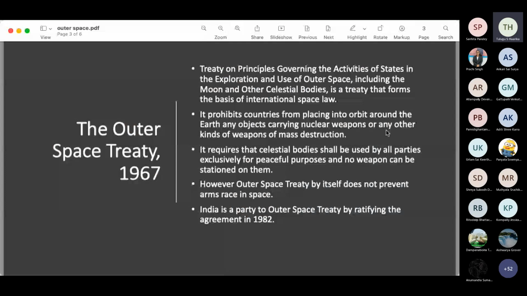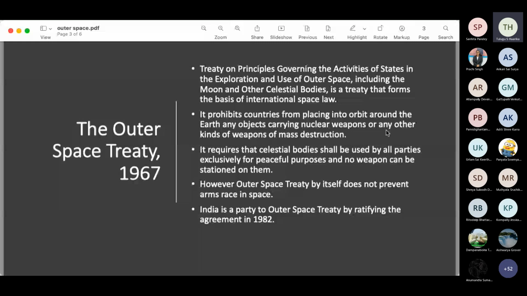About the Outer Space Treaty. So, firstly, the Outer Space Treaty is a treaty on principles governing the various activities of states while they are exploring outer space, including the moon and the celestial bodies, right? And this was the resolution which was made and adopted by all the United Nations states. And with the declaration, the treaty was opened up for signatures, and this came into force in 1967.